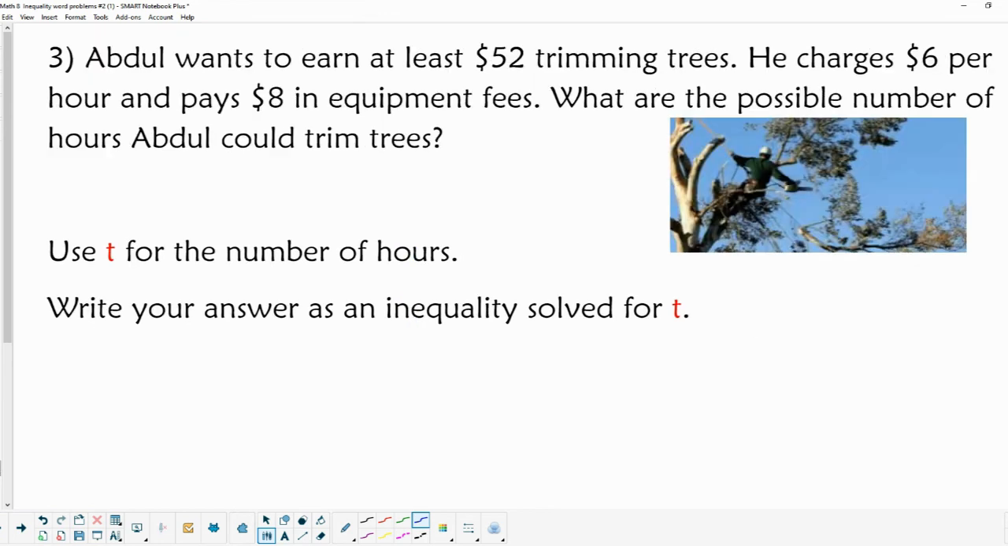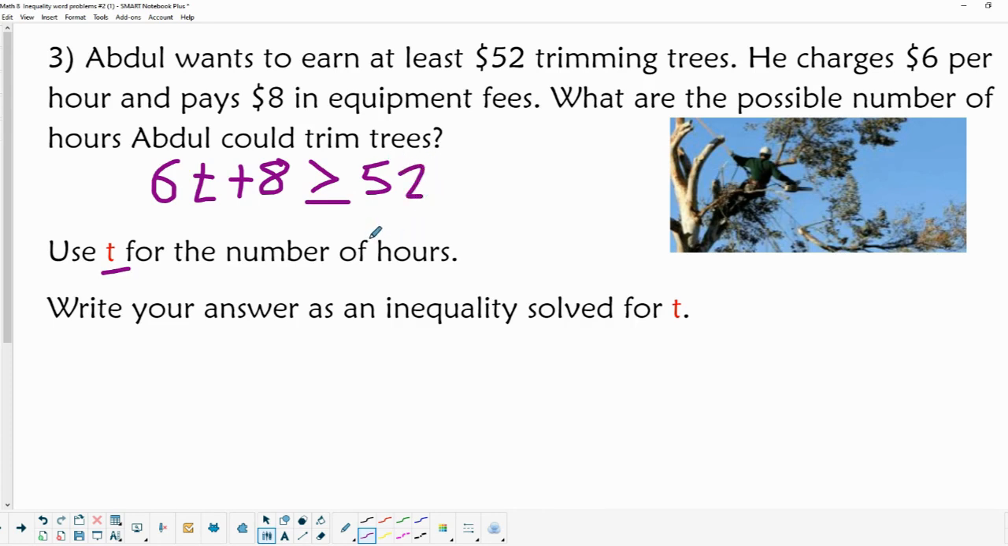Okay, Abdul wants to earn at least $52 trimming trees. He charges $6 an hour. So let's try a little different approach. Let's just start writing this down as we go. $6 an hour, and t is the number of hours. He also pays $8 in equipment fees, so his total costs are going to include this $8 for the fees. And he has to earn at least $52. So we're going to put at least 52 on there.